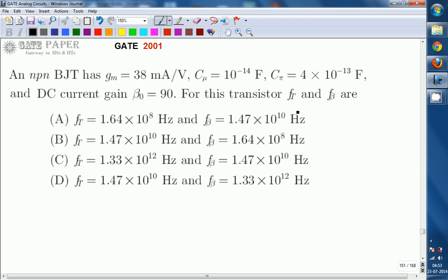Hello, we are discussing the GATE 2001 ECE paper, and this question is related to analog circuits. That too, it is related to BJT high frequency response.